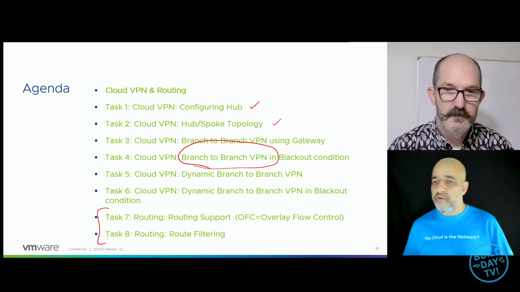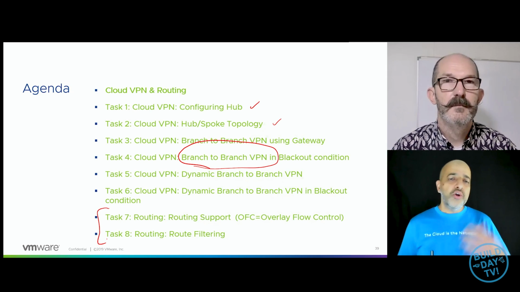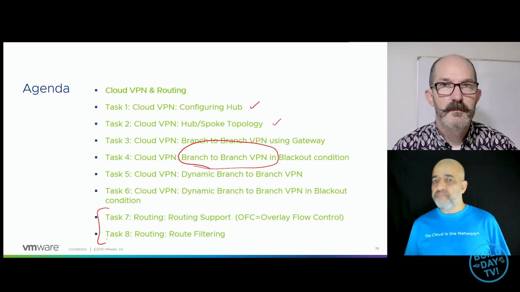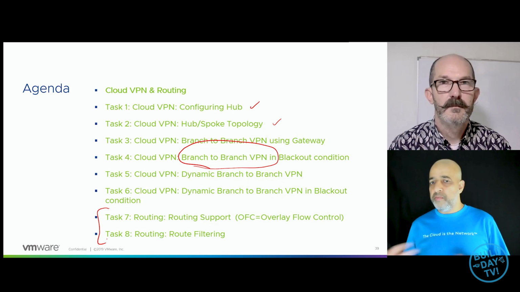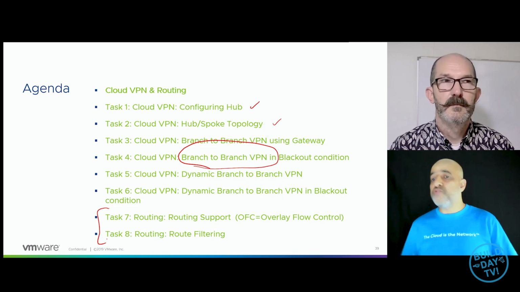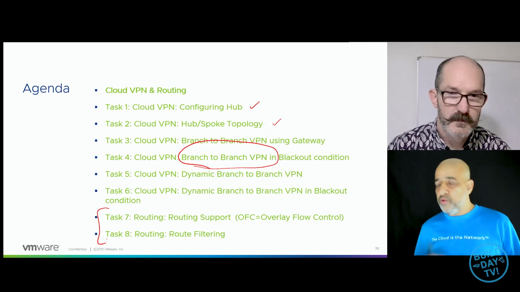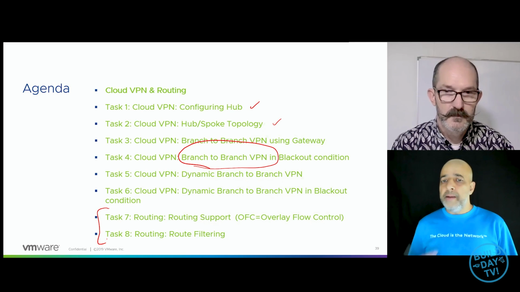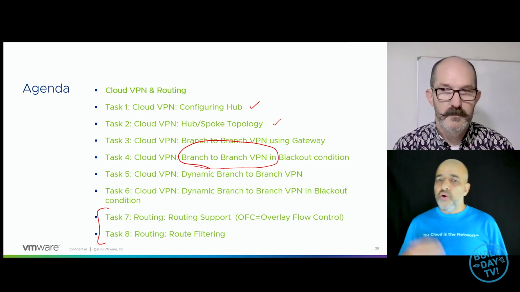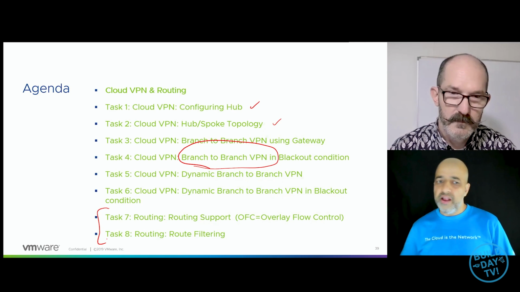When you have neighbor routers on your edge, let's say on your LAN side, if you're running OSPF or BGP, how do you form a neighbor relationship? All those subnets which are underlay on your LAN side, how do they get to the overlay? So that kind of traditional routing protocol support and intercommunication between overlay and underlay, we are going to talk about in those two routing tasks.